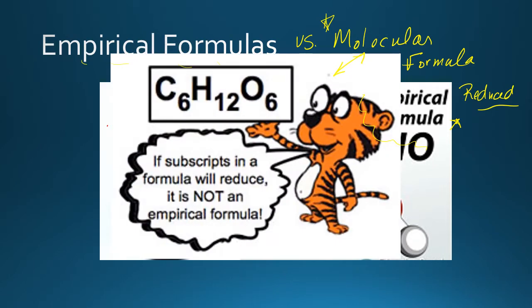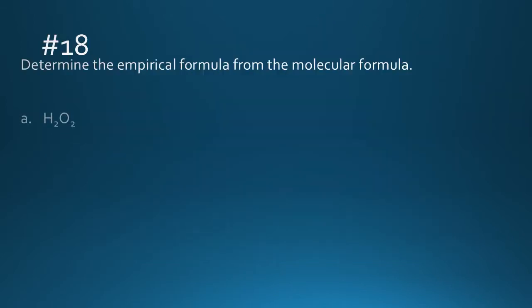Now here's glucose, and this is the molecular formula, which I abbreviate as MF. So what would the empirical formula be? Well, you're right. It's reducible by 6. So that makes CH2O. That's it. That's all there is to it. Well, that's the easy part of empirical formulas anyway.